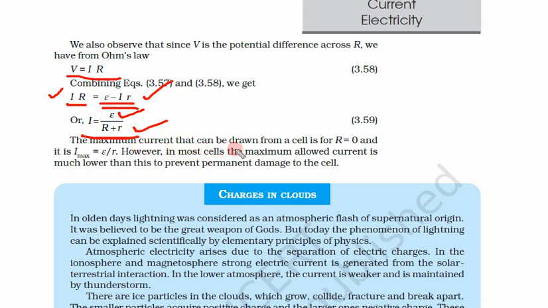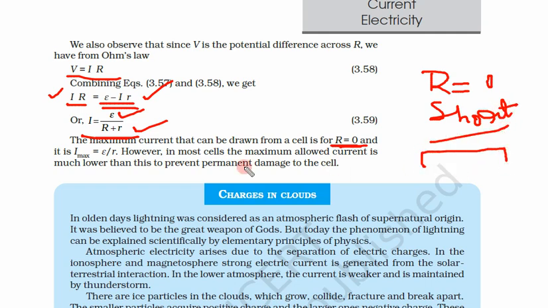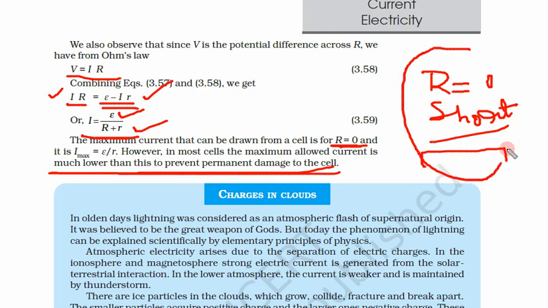So the maximum current that can be drawn from a cell is when R is equal to 0. That means there is no external resistance. How can we get external resistance to be 0? This is the condition of short. That means terminals are connected by a simple wire. In that case, however, in most cells the maximum allowed current is much lower than this to prevent damage to the cell. So this R can be 0 only when we connect the two terminals using a simple wire.